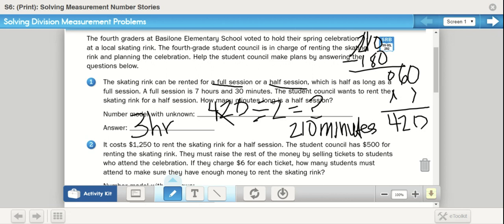Oh, it's not working. 11 minus 8 is 3. So 3 hours, 30 minutes. Perfect. So 3 hours and 30 minutes. Does that make sense?